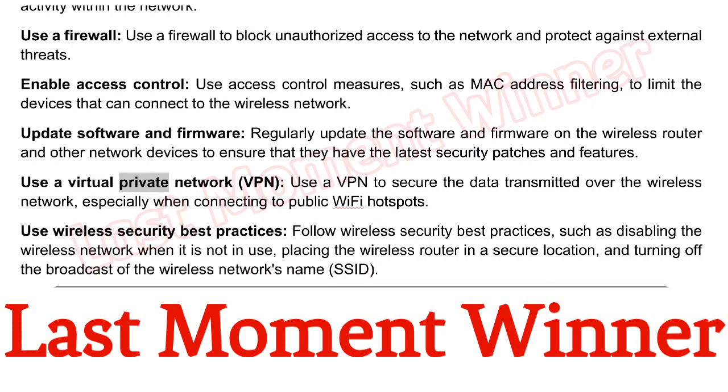Use a virtual private network (VPN). Use a VPN to secure the data transmitted over the wireless network, especially when connecting to public Wi-Fi hotspots. Use wireless security best practices. Follow wireless security best practices, such as disabling the wireless network when it is not in use, placing the wireless router in a secure location, and turning off the broadcast of the wireless network's name (SSID).